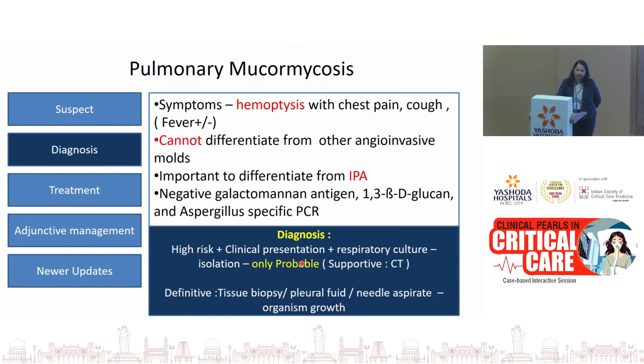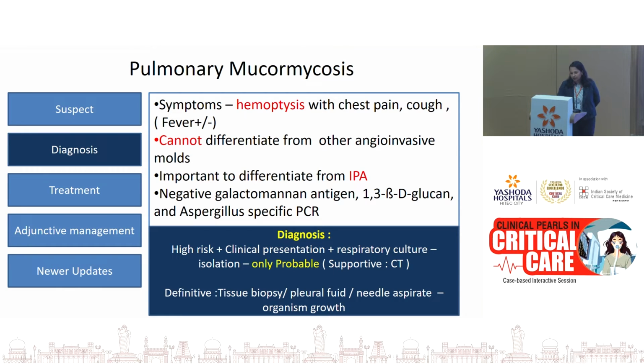For making a diagnosis of mucormycosis, the symptoms are not very specific, they overlap with other infections as well, like hemoptysis, chest pain with or without fever. So we cannot differentiate between the various organisms based only on the symptoms, and it is also very essential to differentiate it from invasive pulmonary aspergillosis, as the management is totally different for the two. And a negative galactomannan, beta-D glucan and aspergillus-specific PCR can help us in making a diagnosis, because in case of mucormycosis, the galactomannan and the beta-D glucan which are there in the cell wall are absent.